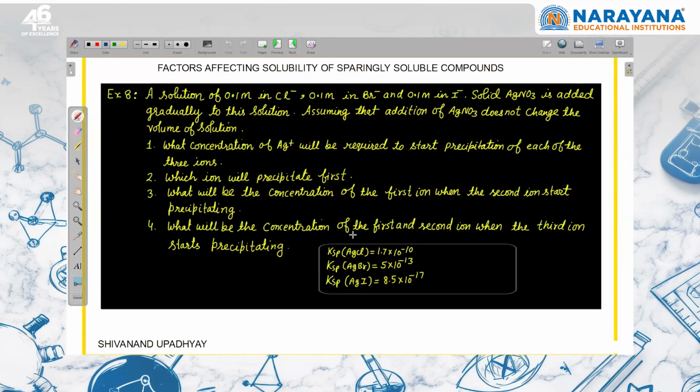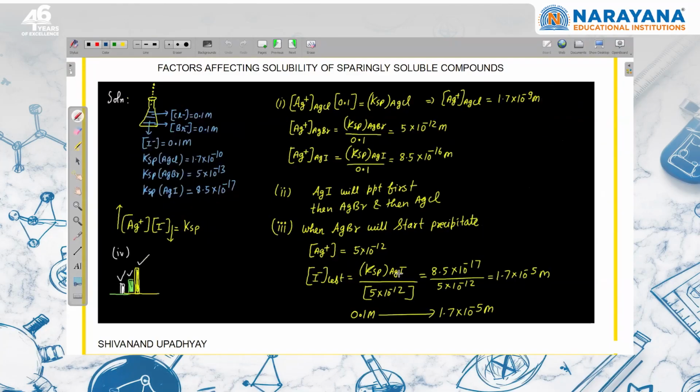So this is the value of Ksp given. Now we are using the concept. We have all these three ions in the solution, and slowly we are adding AgNO3, and this is solid. It is not changing the volume of the solution. Sometimes they will give the concentration also. There also we have to assume that on adding AgNO3, the solution volume is not going to change.